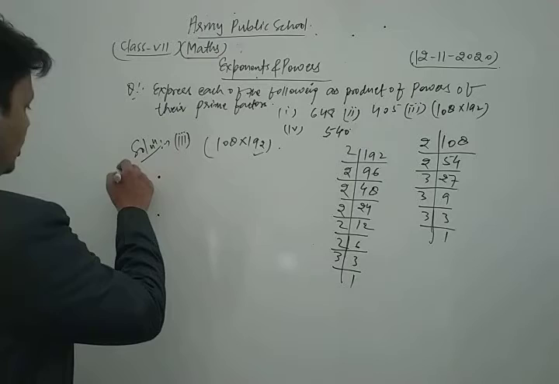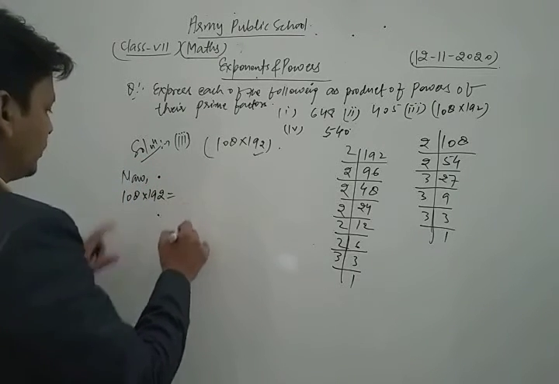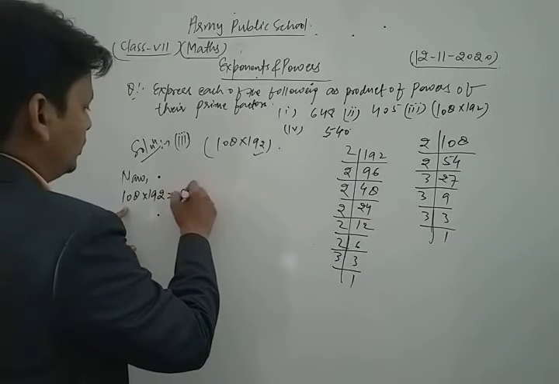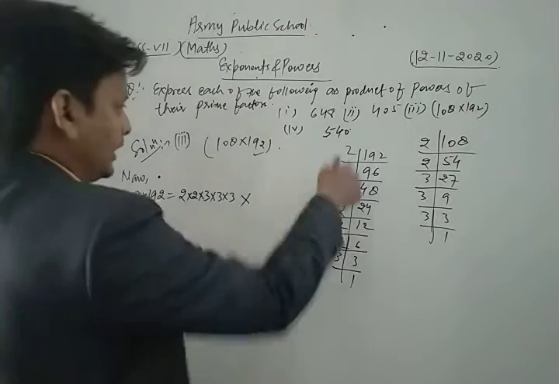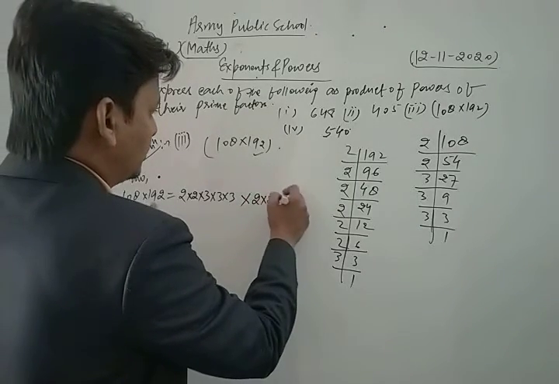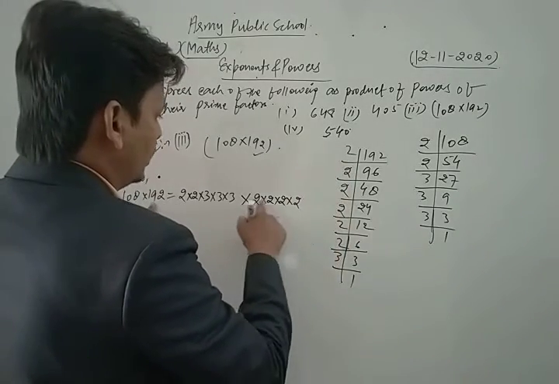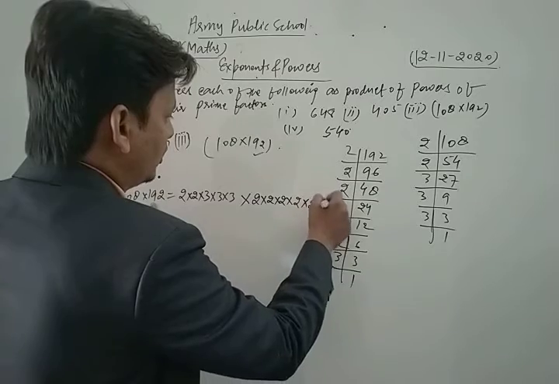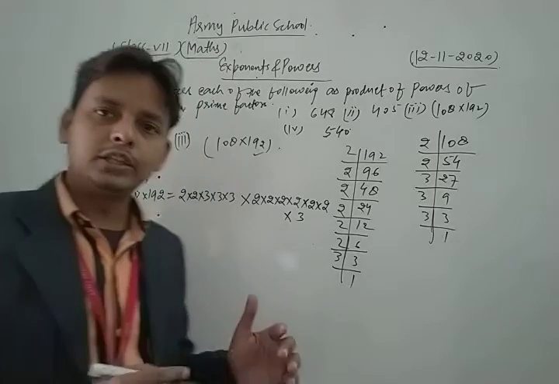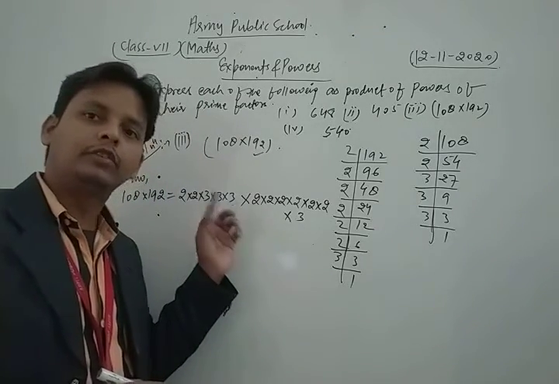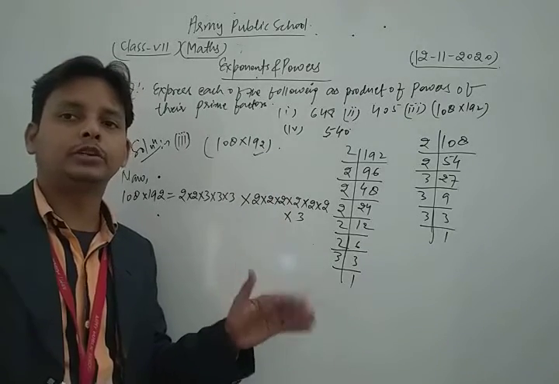Now let's see. Now 108 into 192 is written in the form of 108, written as 2 into 2 into 3 into 3 into 3, multiplied by 192, written in this way: 2 multiplied by 2 multiplied by 2 multiplied by 2 multiplied by 2 multiplied by 2, into the last one, 3. Okay, now what I do, in this way, first of all we collect the like terms, the same terms, and we apply the laws of exponents as a to the power m into a to the power n.